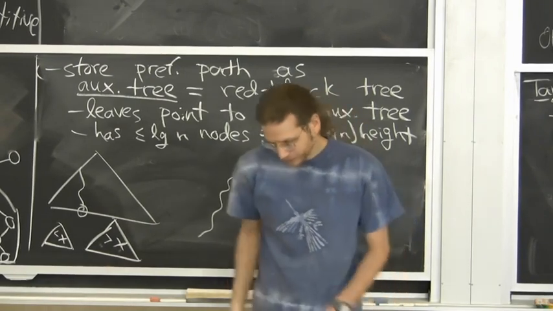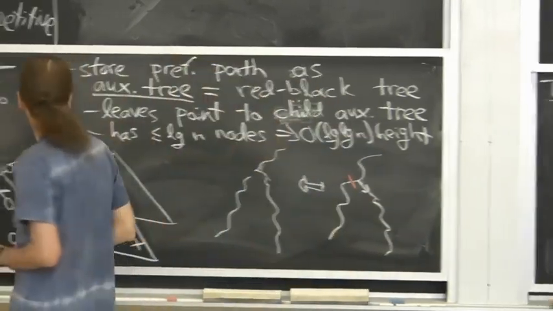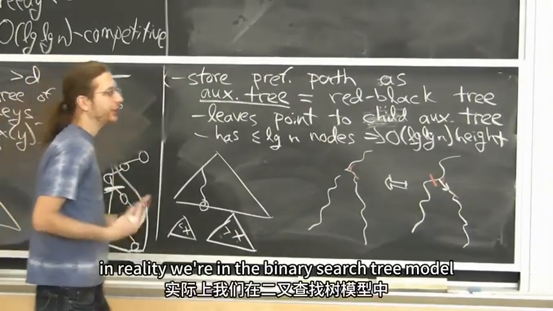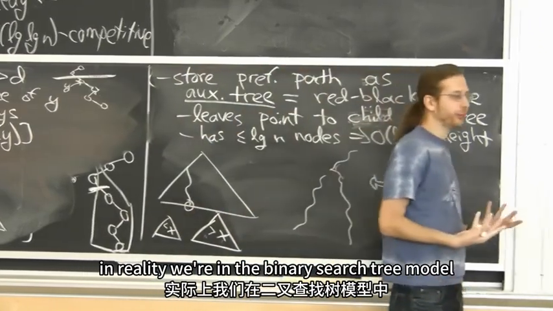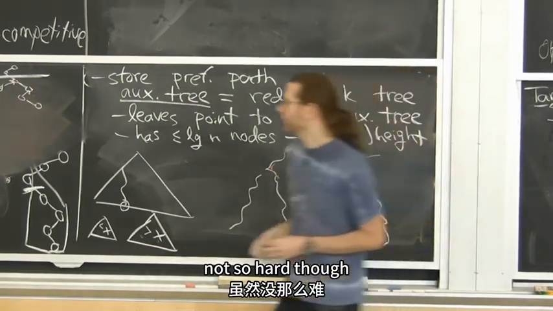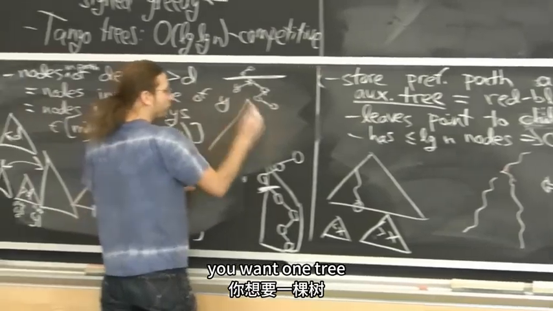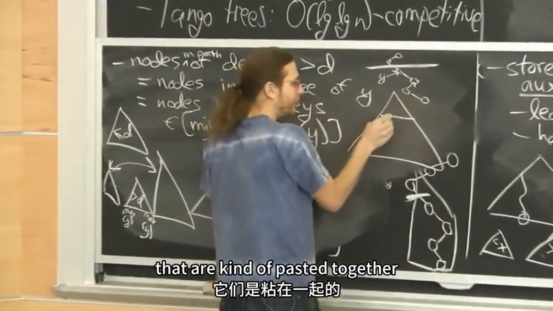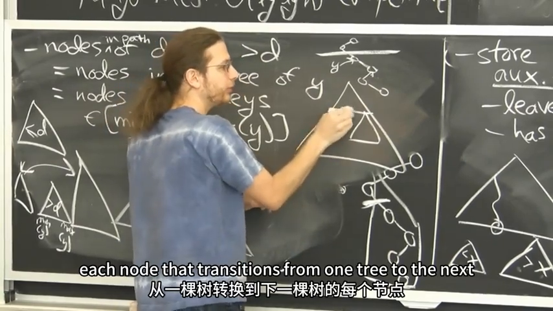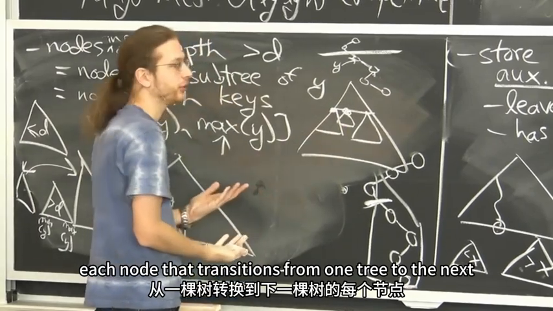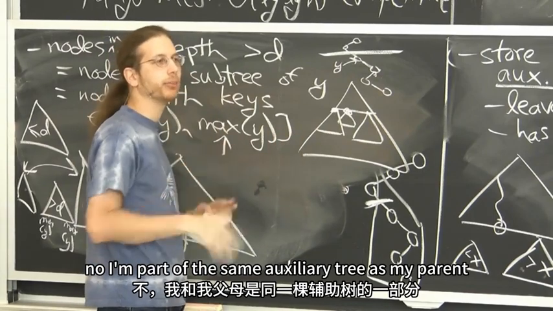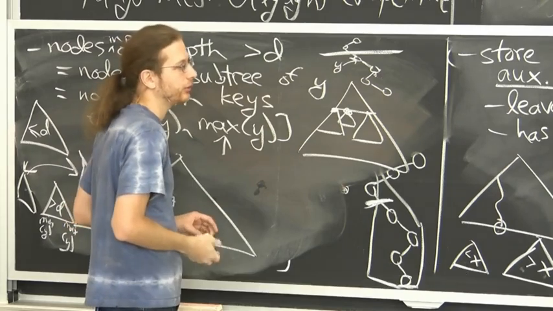One more thing, which is I basically described the overall structure as a tree of auxiliary trees. In reality, we're in the binary search tree model. We can only have one tree. Not so hard, though. Basically, you want one tree that represents lots of trees that are kind of pasted together. So to do that, you just mark each node that transitions from one tree to the next. So each node will say, I am the root of a new auxiliary tree, or just say, no, I'm part of the same auxiliary tree as my parent.